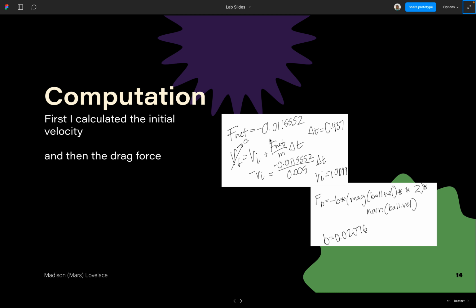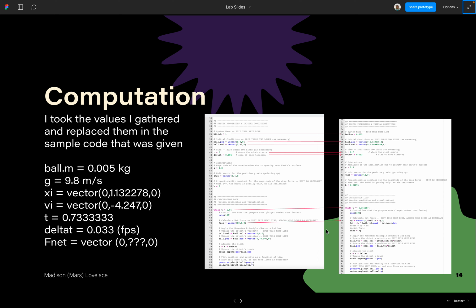And then I calculated the initial velocity by using the F-net from the computational model and found that, as well as using this drag formula and then found a B value for drag. I took all the values I gathered, so the ball's mass, which is about 5 grams, and then gravity, which is 9.8 meters per second squared, the initial position of the ball, which I got from the data earlier, the initial velocity, which I calculated, the delta t, and then the initial time, and then the F-net vector.